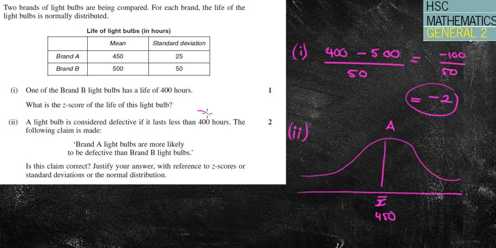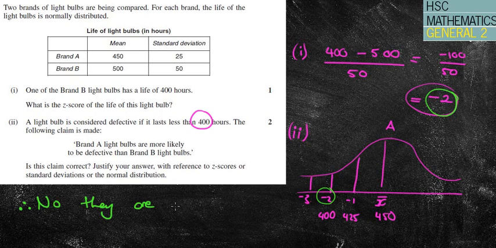Now it says 400 hours, so I'm going to go to the left of that. So negative 1 will be 425. Negative 2 will be the 400 that we're looking for. So what we're looking for is a Z score of negative 2 for A, but it's also negative 2 for B. Therefore, is this claim correct? I would therefore say no, they are the same or just as likely as each other.